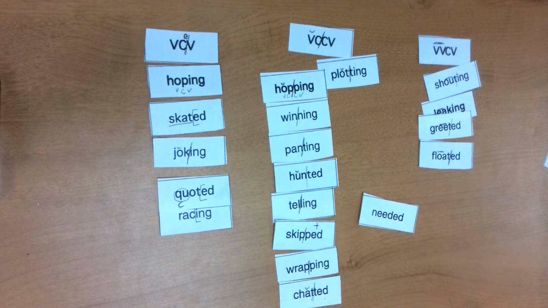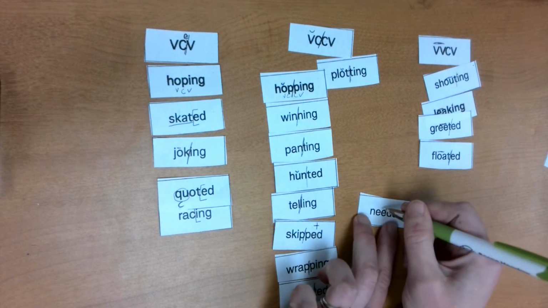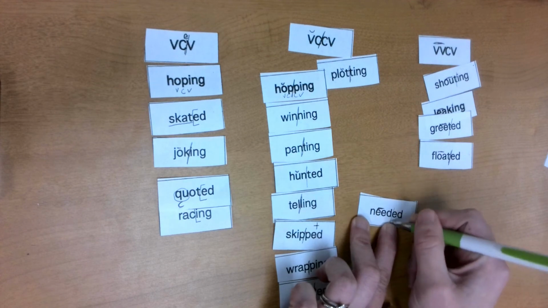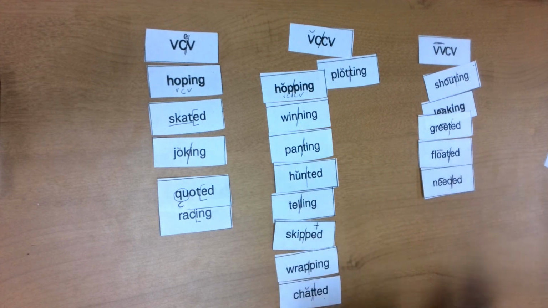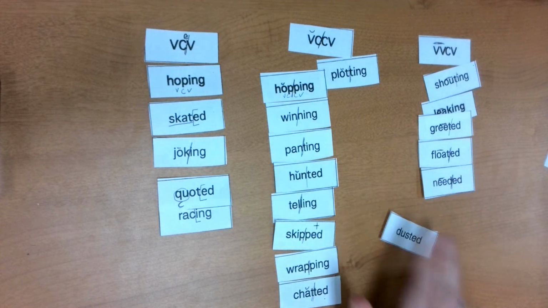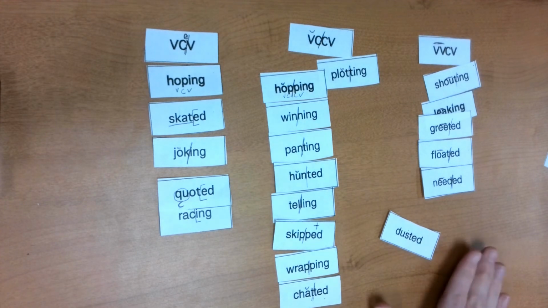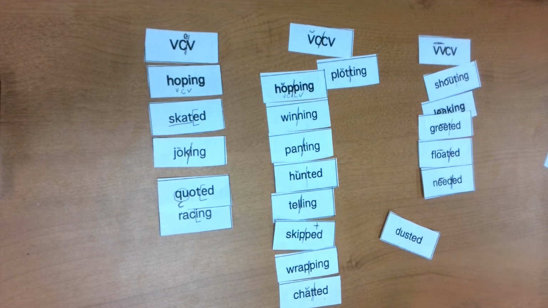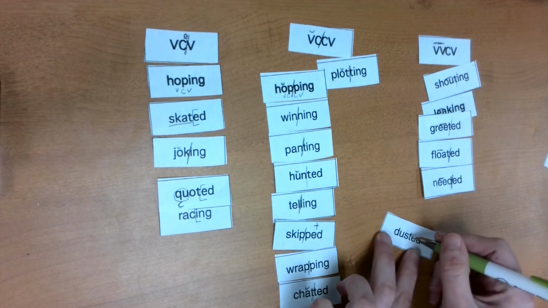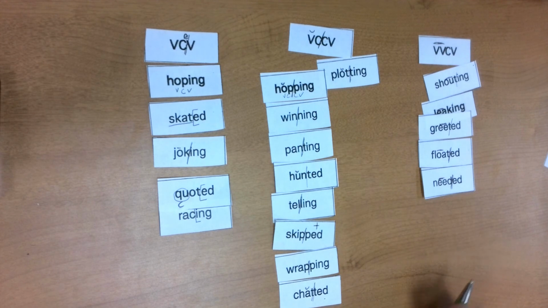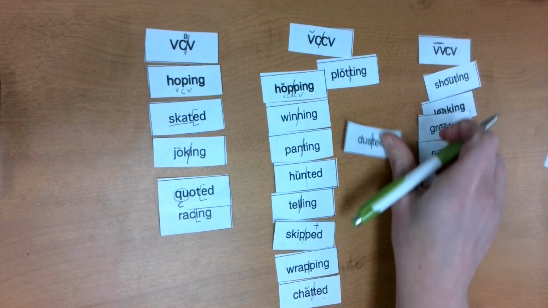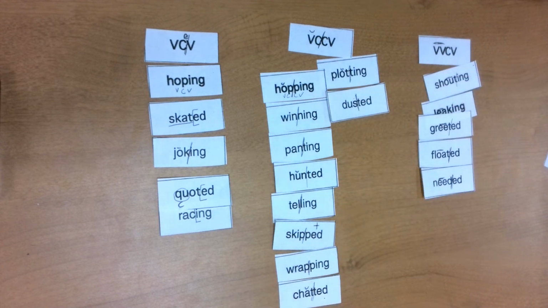Go ahead and tap those syllables. I really needed a drink. Needed. Needed. So you see that double vowel right there. Dusted. He dusted for prints in the investigation. Dusted. Tap that with me. Dusted. Again, we're going to divide between those two consonants. Oops, I'm coming up here. Keep that vowel sound short right there.